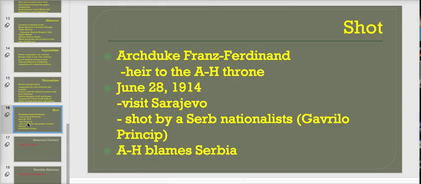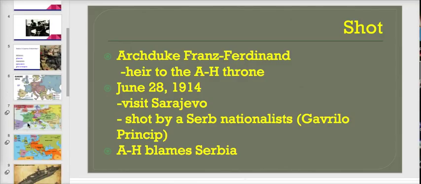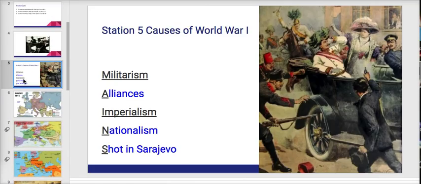The Archduke is shot. Austria-Hungary issues an ultimatum against Serbia. Germany supports Austria-Hungary's actions. When Austria-Hungary declares war on Serbia and then Russia mobilizes, that sets the alliance system into motion, and then you have World War I. So, very quickly, just to review, the causes of World War I are militarism, alliances, imperialism, nationalism, and the shot in Sarajevo.